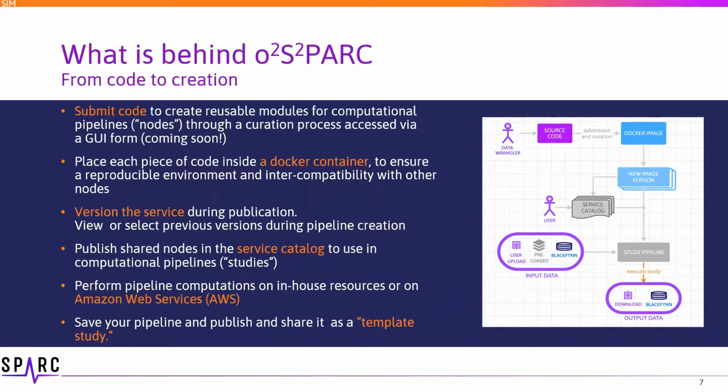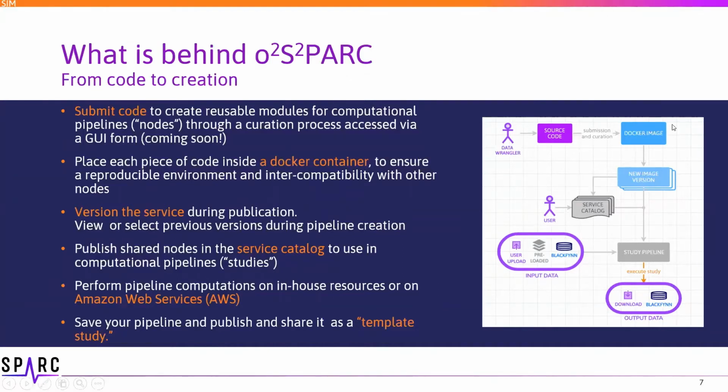To start this transformation, imagine we have a data wrangler who has a piece of code that they want to submit onto the o²SPARC platform. So they're going to submit it through an easy-to-use form. It's going to be sent to us for curation. We basically want to make sure that the code does what you say it's going to do. After that, it's going to be injected into something called a Docker container, and this is something that is very much like a virtual machine. Its operating system is emulated, and the dependencies for the code are installed to ensure that the environment that the code lives in is going to be reproducible.